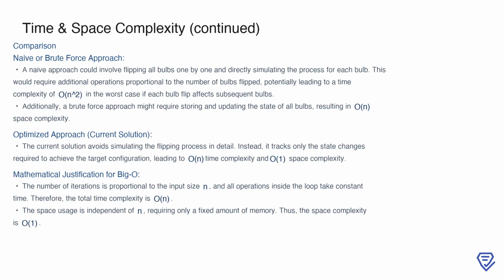In contrast, the optimized solution avoids unnecessary simulations by simply tracking the required state changes. This allows the algorithm to achieve an O(n) time complexity while maintaining an O(1) space complexity. The mathematical justification for this is straightforward. The number of iterations is directly proportional to the input size, and all operations within each iteration are constant time. Similarly, the space used remains fixed, independent of the input size. This efficiency makes the optimized approach far superior to the brute force method.